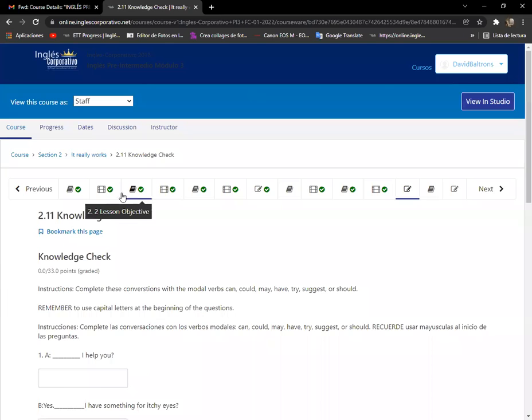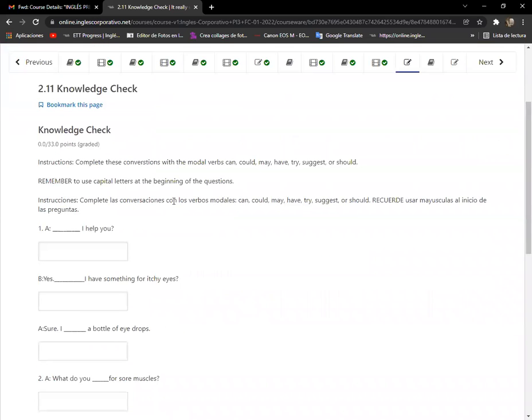Okay, so let's do the knowledge check. Remember, use the capital letters. What is this? Number one, can? May. Could. Can, could, or may are correct.